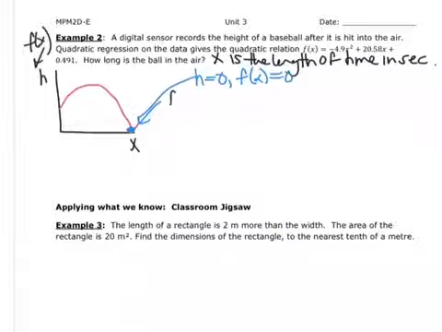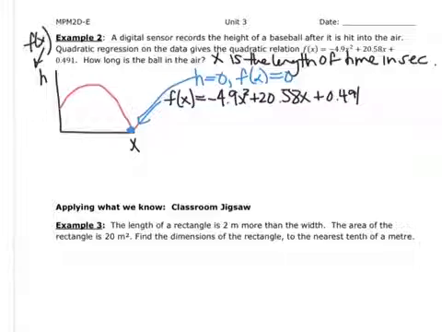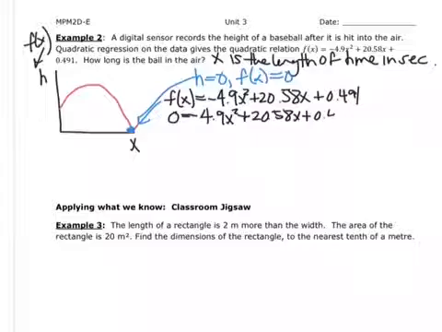Right now our equation was f of x equals negative 4.9 x squared plus 20.58 x plus 0.491. And now let's sub in that f of x is equal to 0. So we will have 0 equals negative 4.9 x squared plus 20.58 x plus 0.491. So now we have an option here.